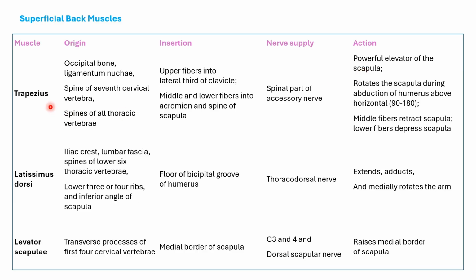And the actions. Trapezius is a powerful elevator of the scapula, and rotates the scapula during abduction of the humerus above horizontal, actually 90 degrees to 180 degrees. Middle fibers retract the scapula and lower fibers depress the scapula. Latissimus dorsi extends, adducts and medially rotates the arm. And levator scapulae raises the medial border of the scapula.